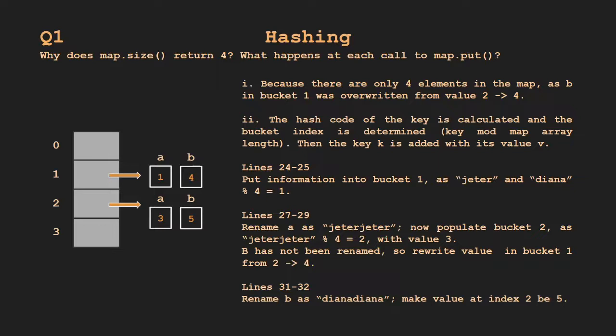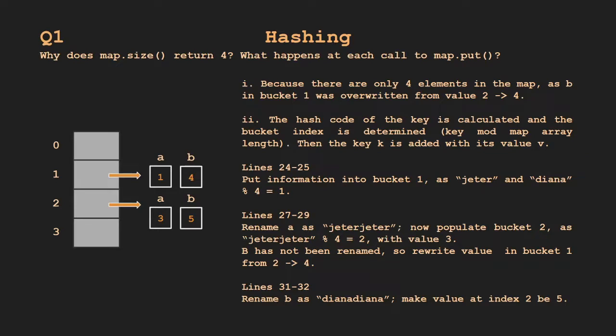As for what happens each time put is called, the hash code of the key is going to be calculated, and the bucket index is determined by taking the modulus of the map array length, or basically key mod map array length, and then the key and value pair are going to be put in at that index.